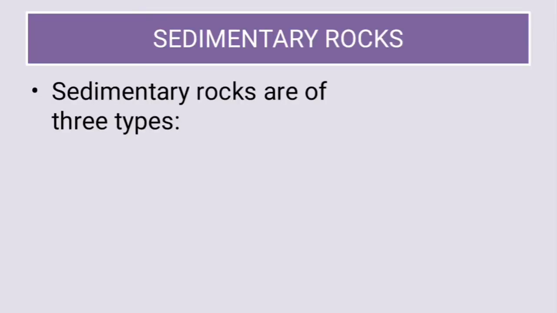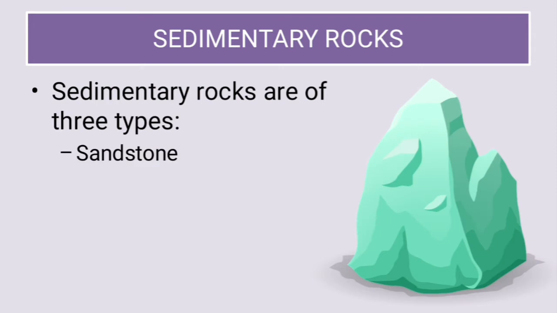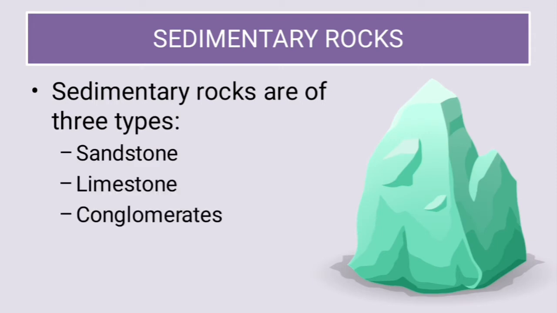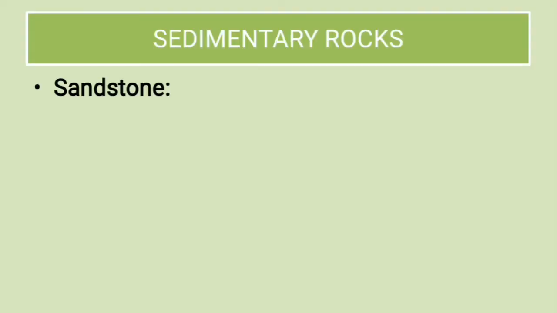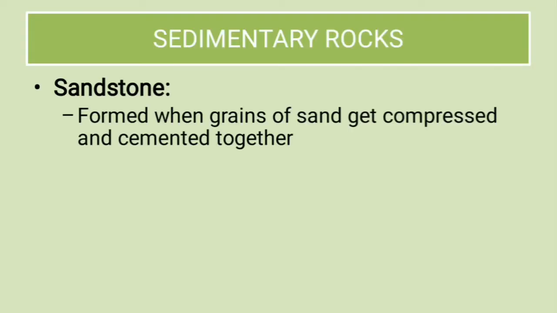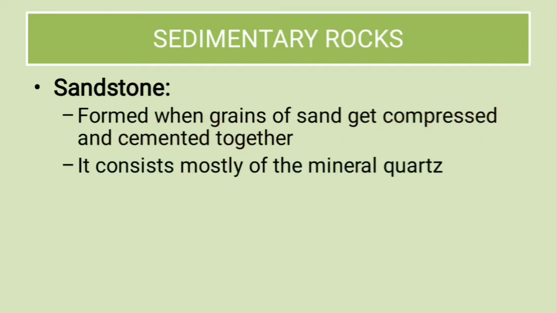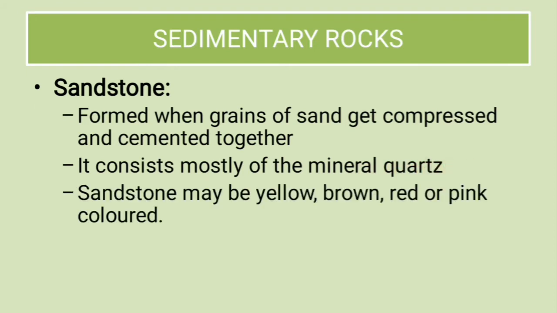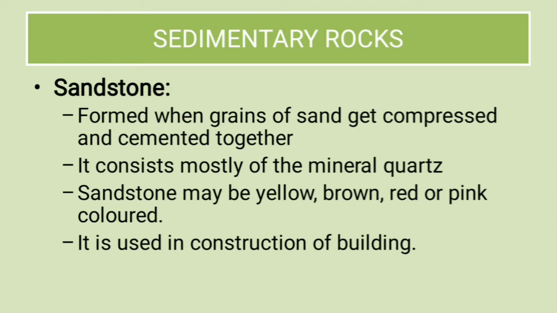Sedimentary rocks are of three types: sandstone, limestone, conglomerates. To start with the sandstone, these are found when grains of sand get compressed and cemented together. It consists mostly of mineral quartz. Sandstone may be yellow, brown, red, or pink colored. So, this was information about sandstone.